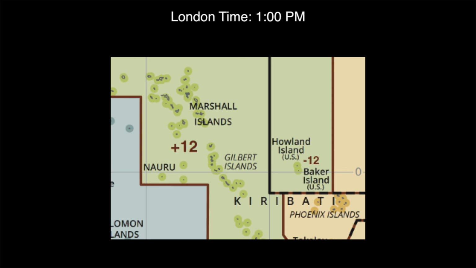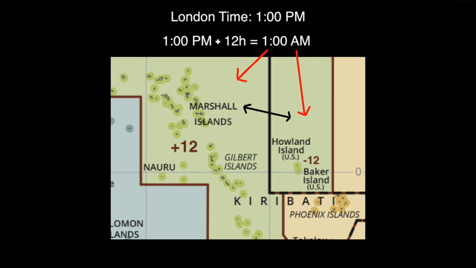Okay, let me explain what these labels are real quick. These numbers are just the time zone's UTC offset, and that's basically just how different it is from what time it is in London. So if it's 1 p.m. in London, then it's 1 a.m. in the -12 offset, and it'll also be 1 a.m. in the +12 offset. So does that mean that these time zones are the same?